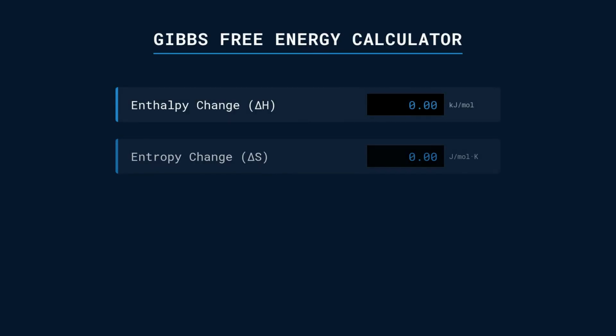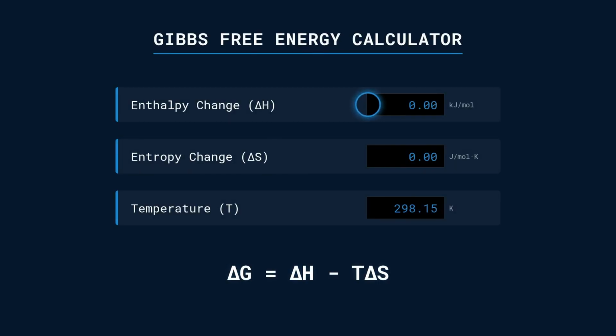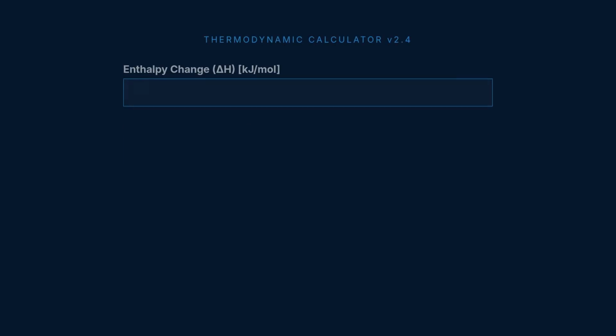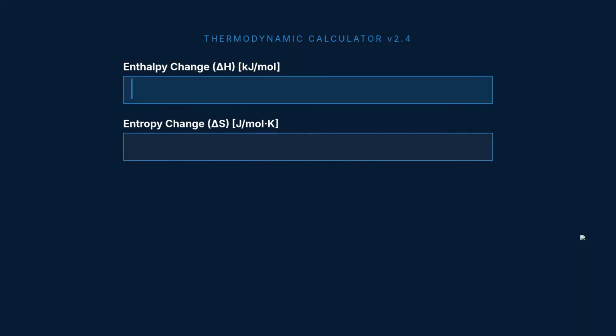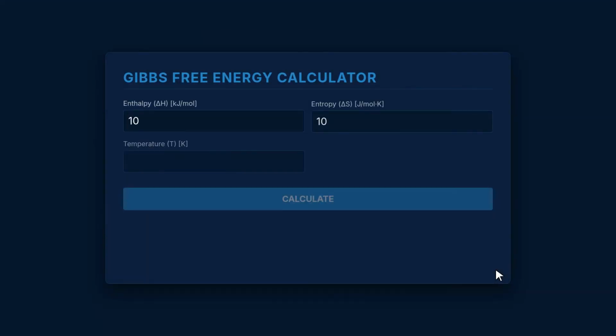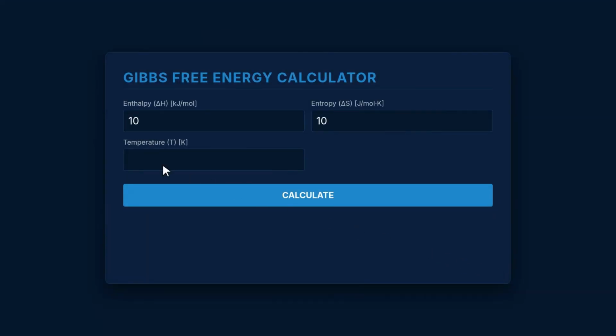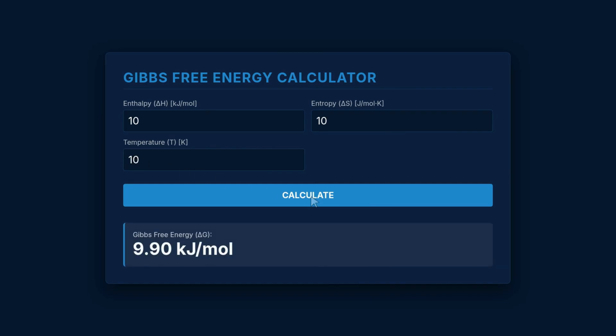Enter your enthalpy change ΔH in kilojoules per mole, entropy change ΔS in joules per mole Kelvin, and temperature T in Kelvin. Here's a worked example. I'll input 10 for enthalpy change, 10 for entropy change, and 10 Kelvin for temperature. After clicking Calculate, the results show Gibbs free energy ΔG equals 9.90 kilojoules per mole.